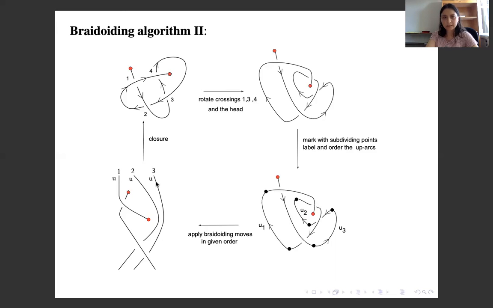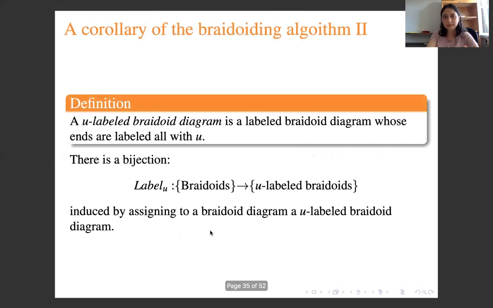This algorithm is more flexible, and it results in a more homogeneous object with the same labels in its corresponding ends. And also, we can observe that there is a bijection between the set of braidoids and the braidoids with its ends labeled just by U.